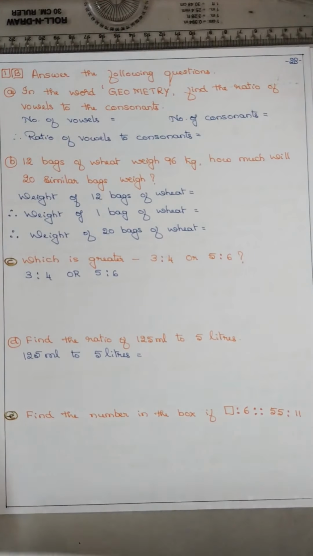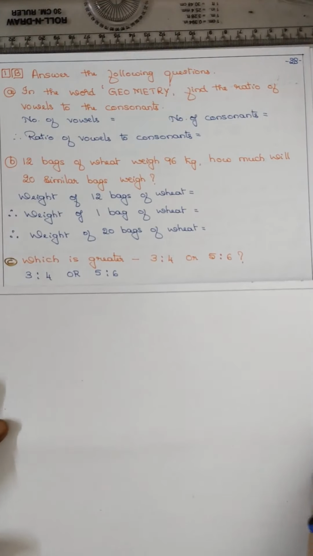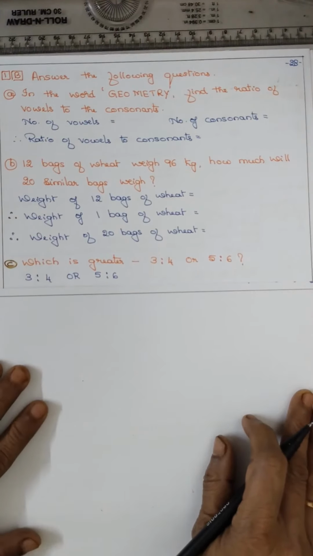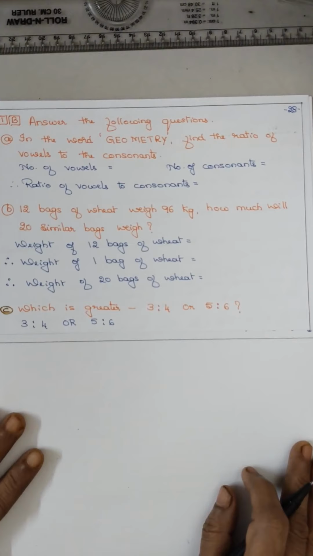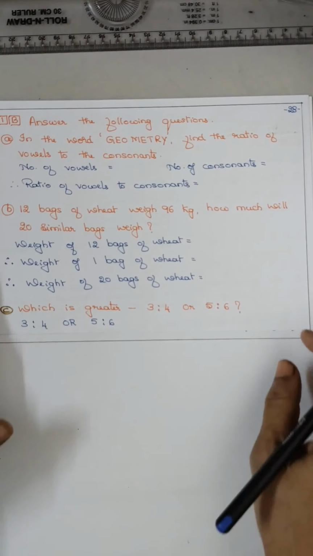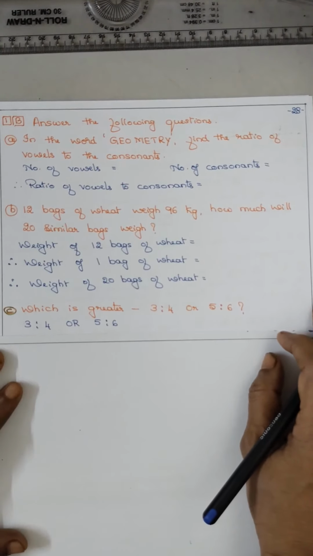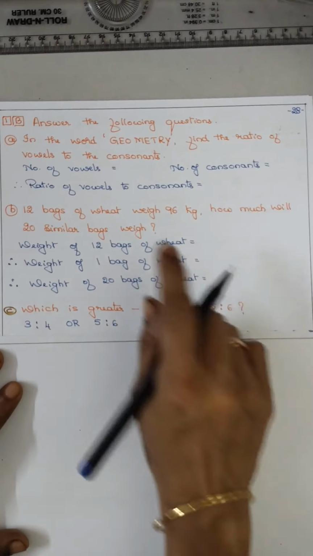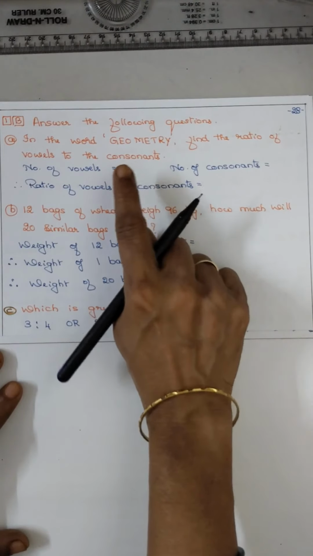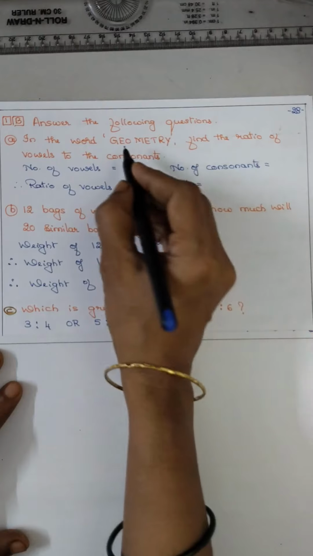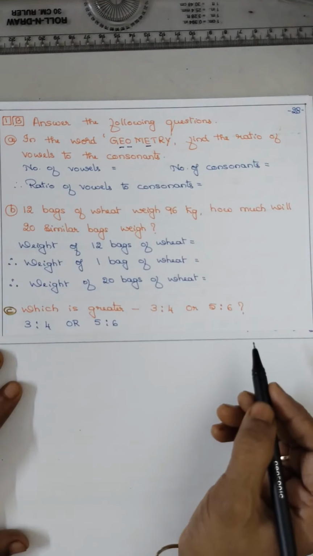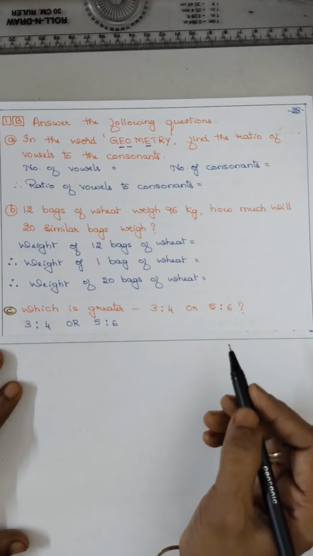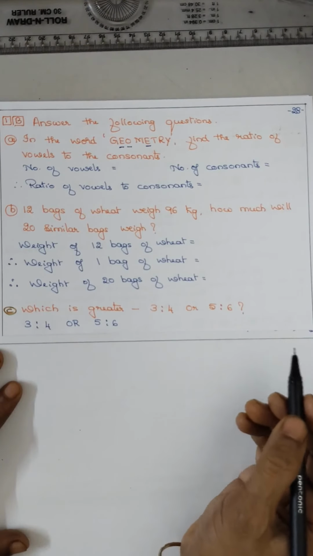Answer the following questions. In the word geometry, find the ratio of vowels to the consonants. Vowels: A, E, I, O, U, they are the vowels, isn't it? Now, in the word geometry, how many vowels are there? E, O, E. 3 are there. A, E, I, O, U.